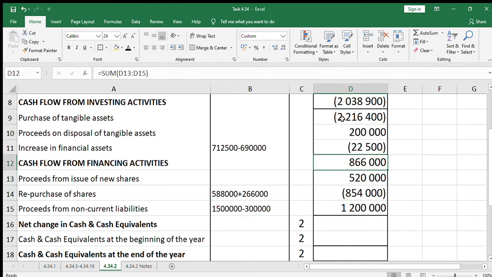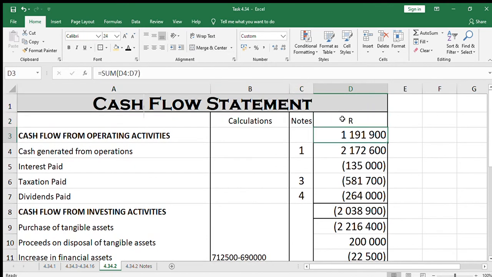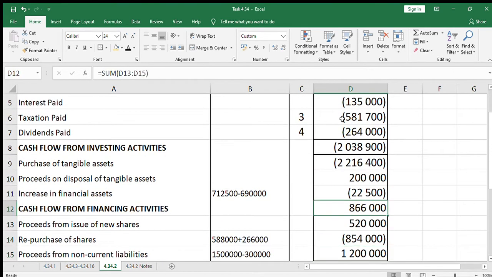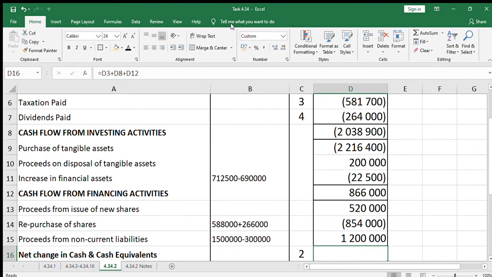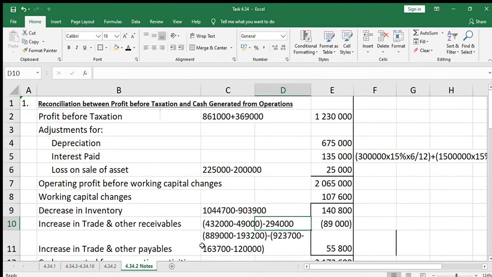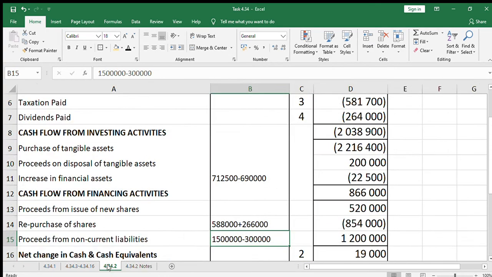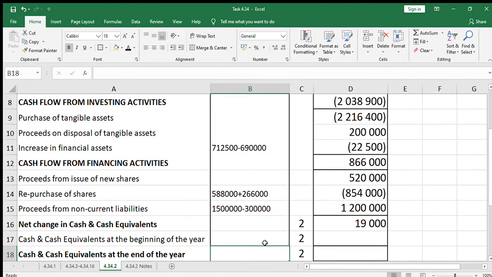Okay, we're done with the cash flow. We're now going to work out our answers from the top. 1,191,900 minus 2,008,900 and plus 866,000 will give us an answer of 19,000. And if you look at our note 2, this is exactly the figure that I said we have to balance out to, 19,000. So we are well on track for cash flow balancing.